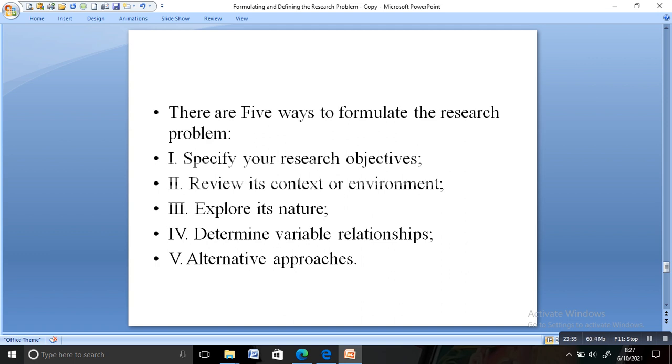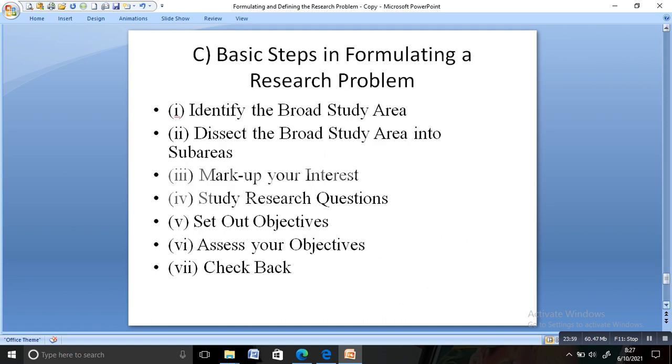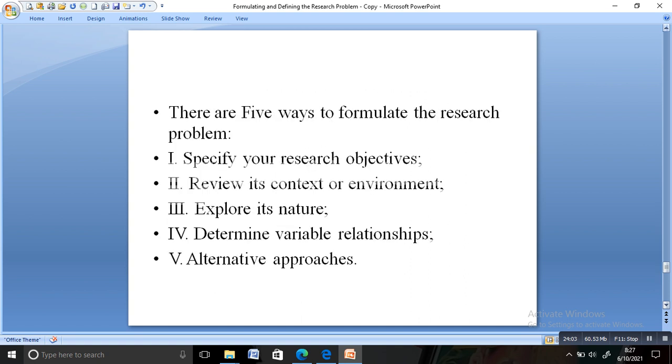What is the research objective? What is your aim? What do you want to do? For example, I am working in cancer. My objective is to find an anti-cancer drug for breast cancer. That is my objective, based on in silico, in vitro, in vivo methods.